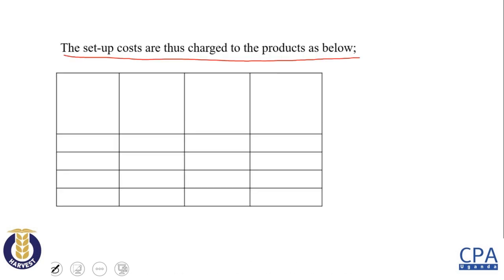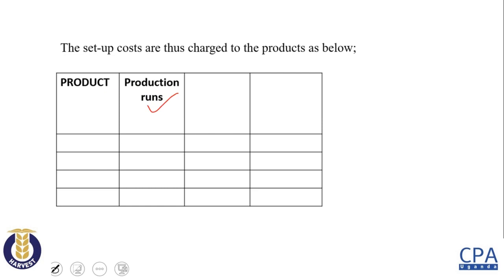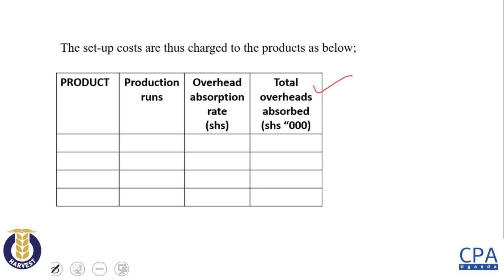So I'm going to use a very nice table here. In the first column, I'll show the products. I'll show the production runs consumed by each product. Then I'll bring in the absorption rate. And then finally, we shall show the total overheads that are going to be absorbed by each of the products. Our products are the same: NOMI, STAR, OMO, and JIC.